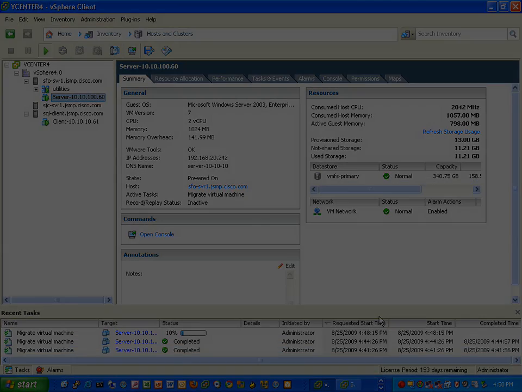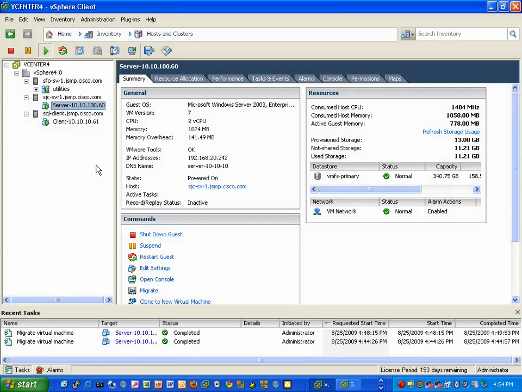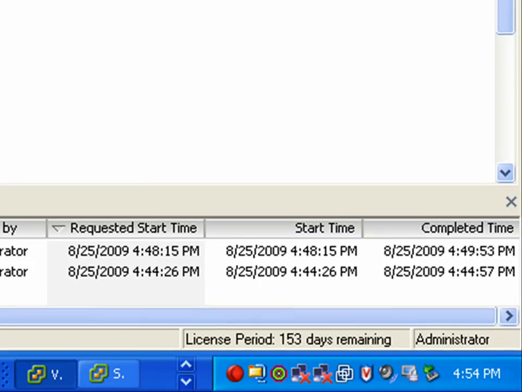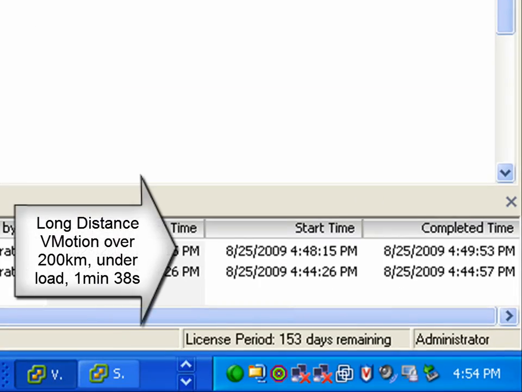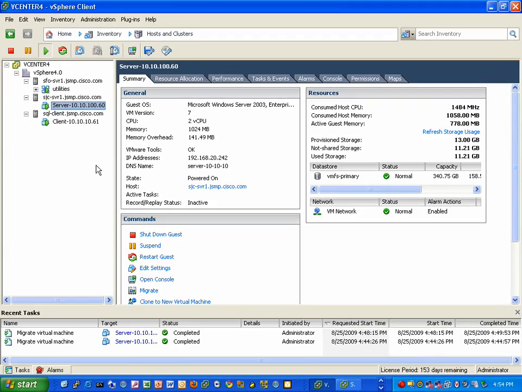Now, the challenge with this approach is that the storage remains on the original side. However, the operation occurs relatively quickly. So you can see that the long-distance vMotion over 200 kilometers under that workload only took 1 minute and 38 seconds.